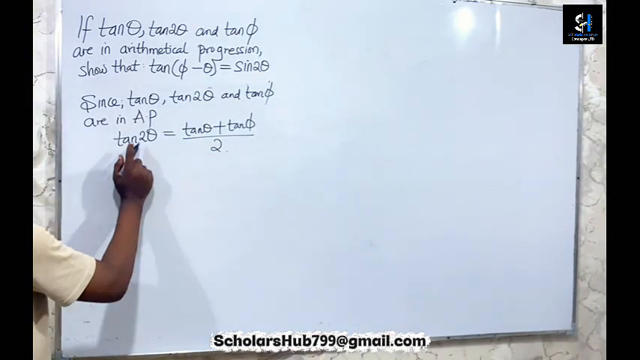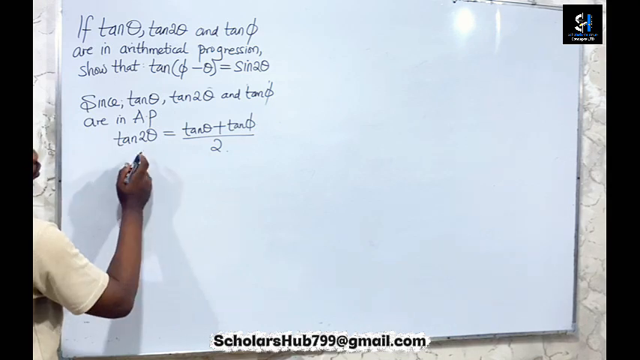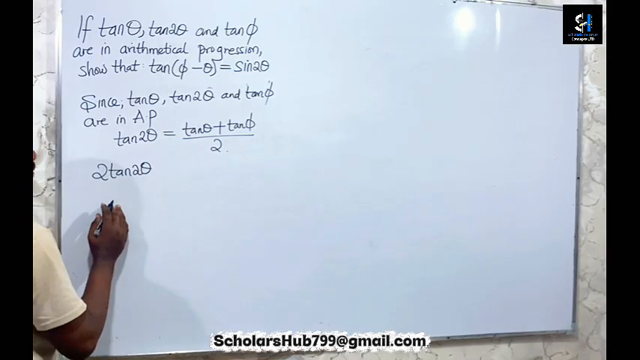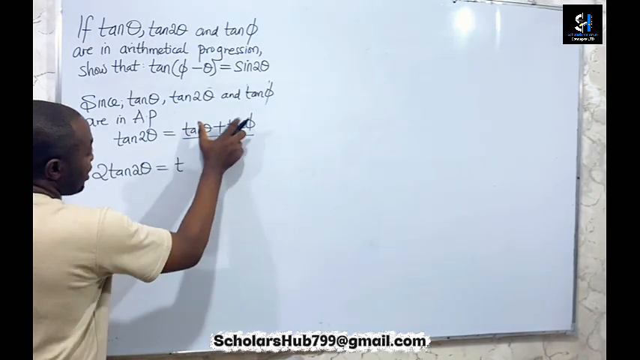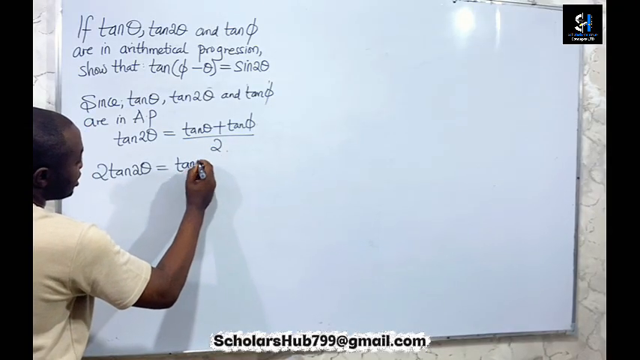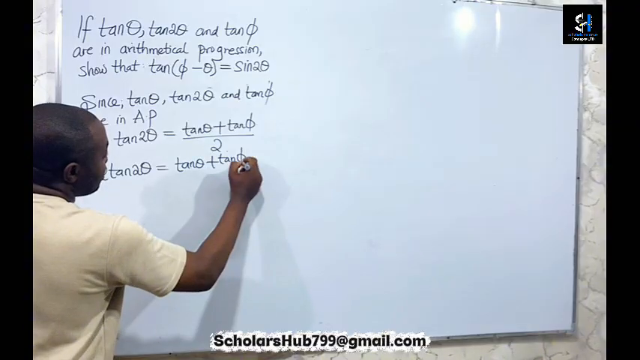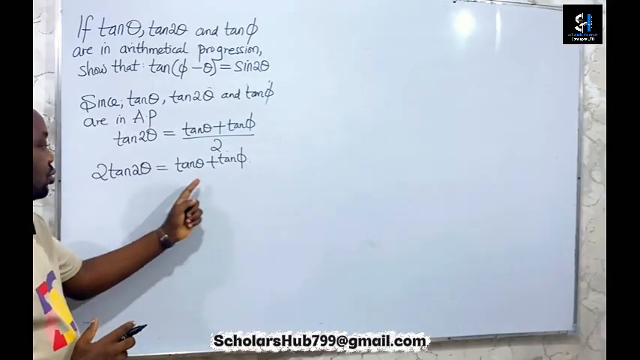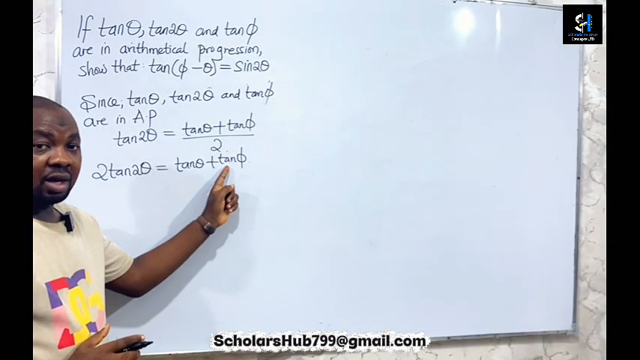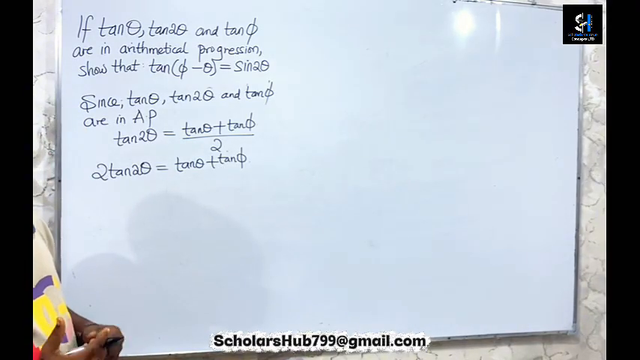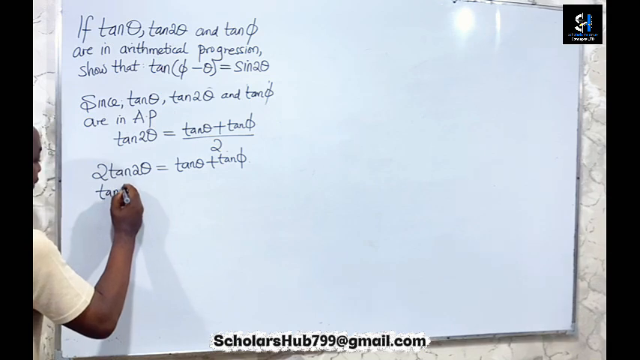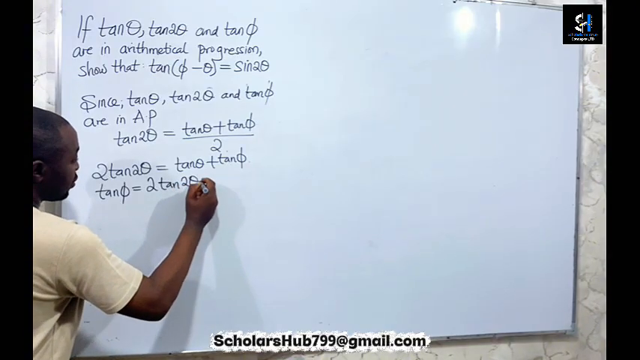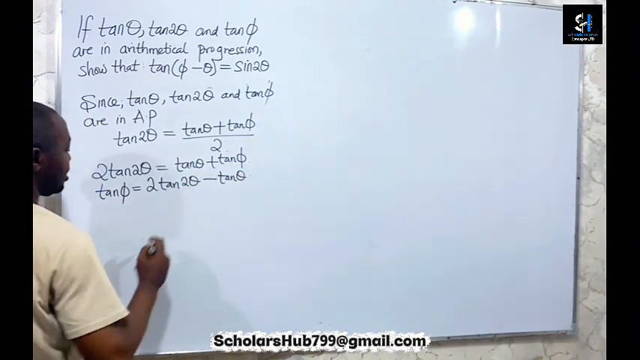So what I'll do from here is multiply both sides by 2. Multiplying both sides by 2, this will be 2 tan 2 theta equals tan theta plus tan phi. Now I will rearrange the equation, that is, express tan phi in terms of tan theta and tan 2 theta. So tan phi will be equal to 2 tan 2 theta minus tan theta.